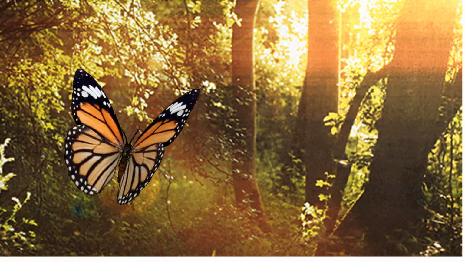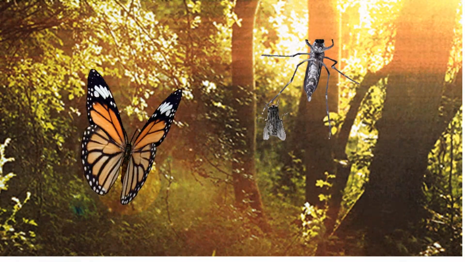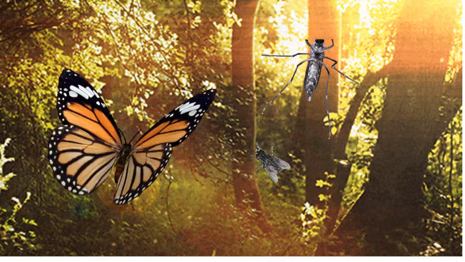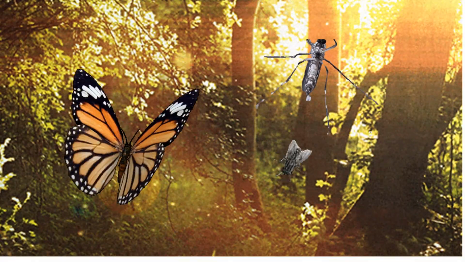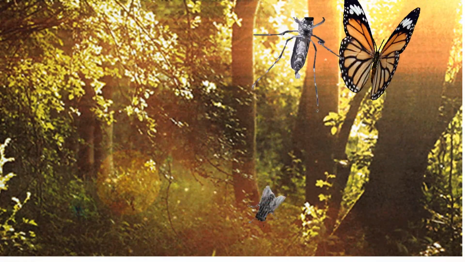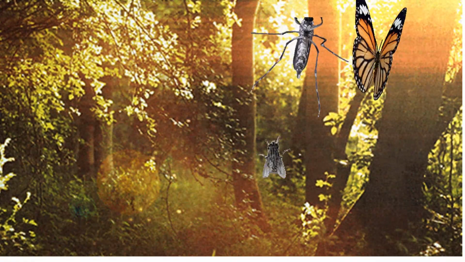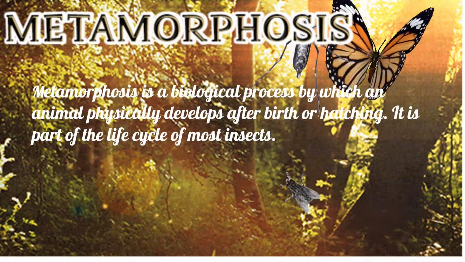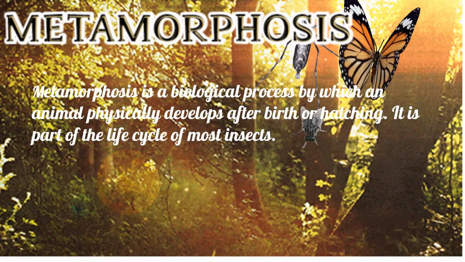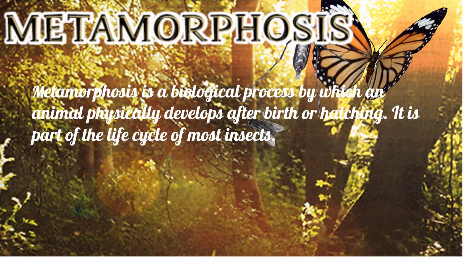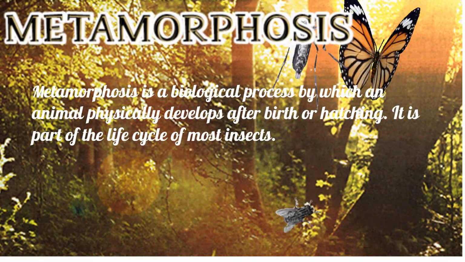Just like plants, animals also go through changes as they grow. Some animals and other insects go through 3 stages, and others go through 4 stages. Now class, let us find out what we mean by metamorphosis. Metamorphosis is a biological process by which an animal physically develops after birth or hatching. It is part of the life cycle of most insects.